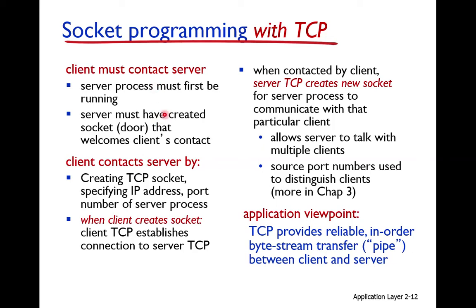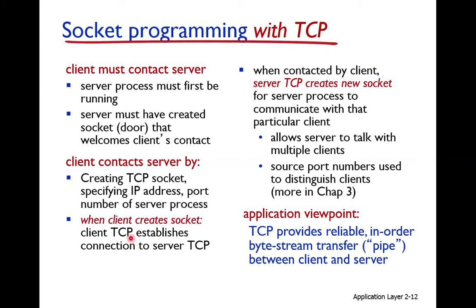for the connection establishment. The client creates the TCP socket and specifies the IP address and port number of the server, because it has to first contact the server. So the client should know the IP address and the port number of the server. When the client creates the socket, it first establishes the TCP connection with the server.